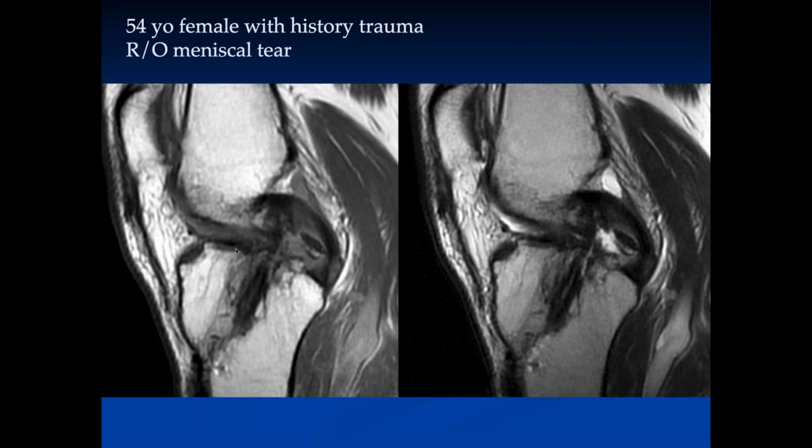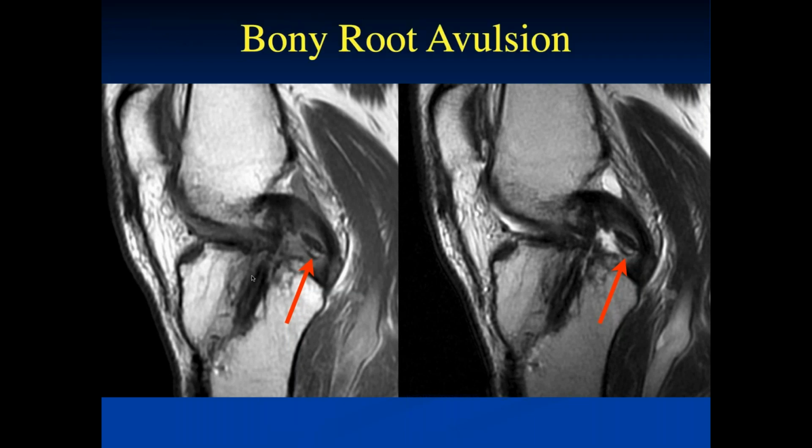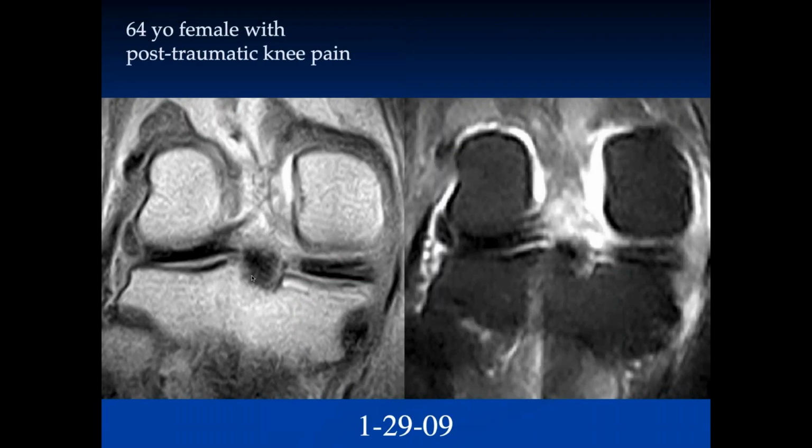And then this patient had surgery, which we can see. And here on the sagittal images, we can see that that little piece of bone is pulled off with the meniscus. The patient has an ACL. And this was another root avulsion.